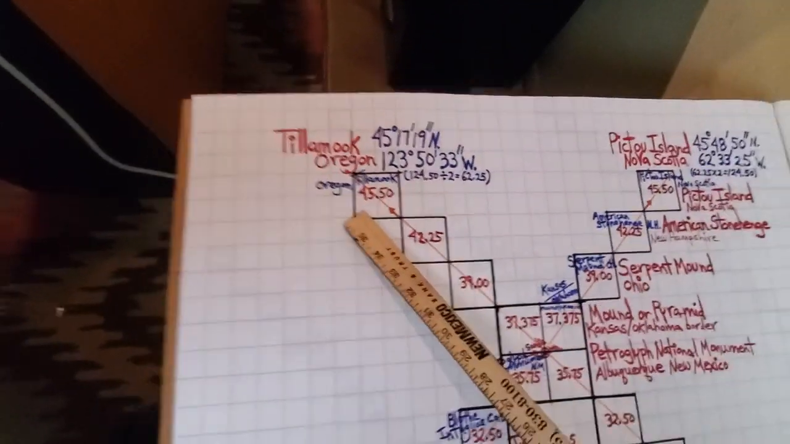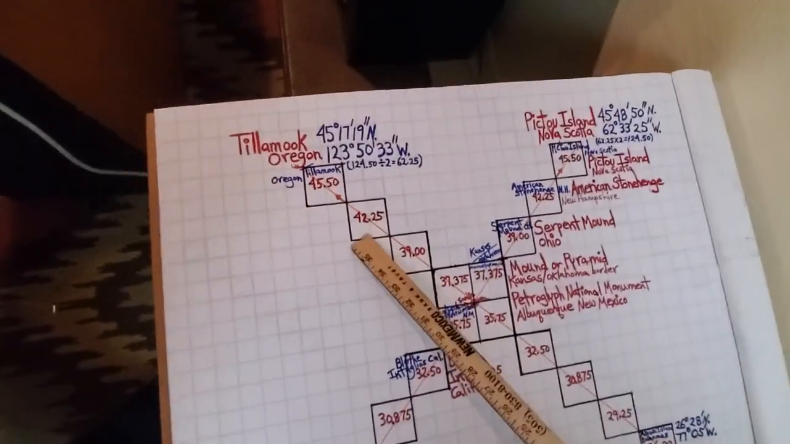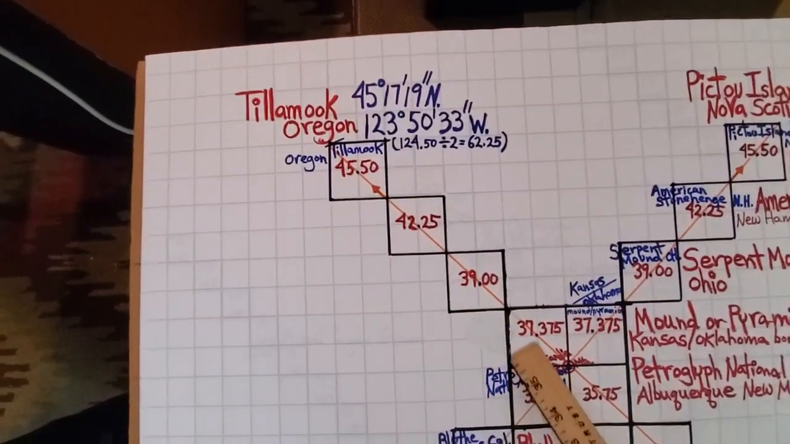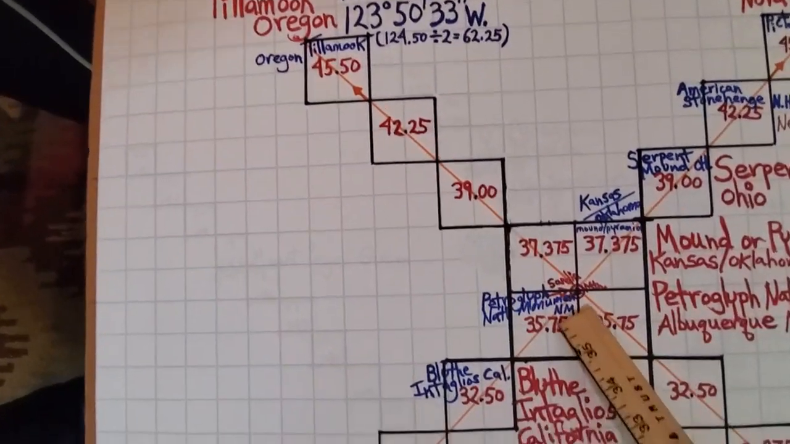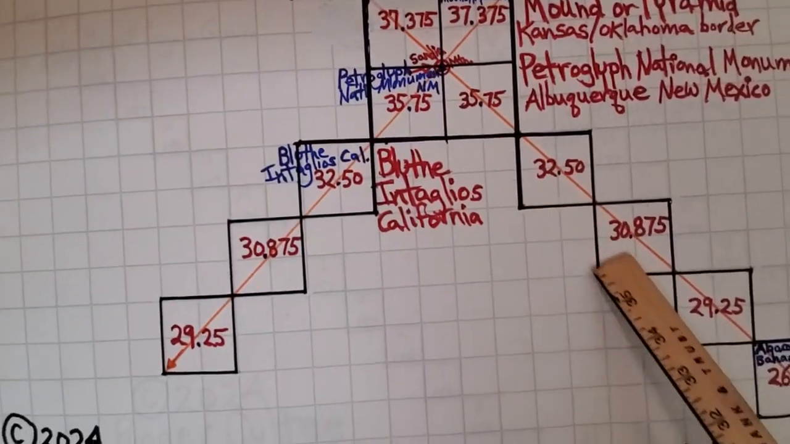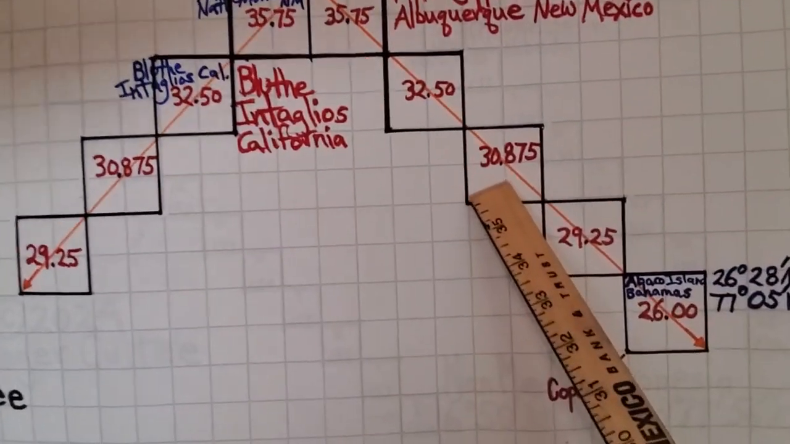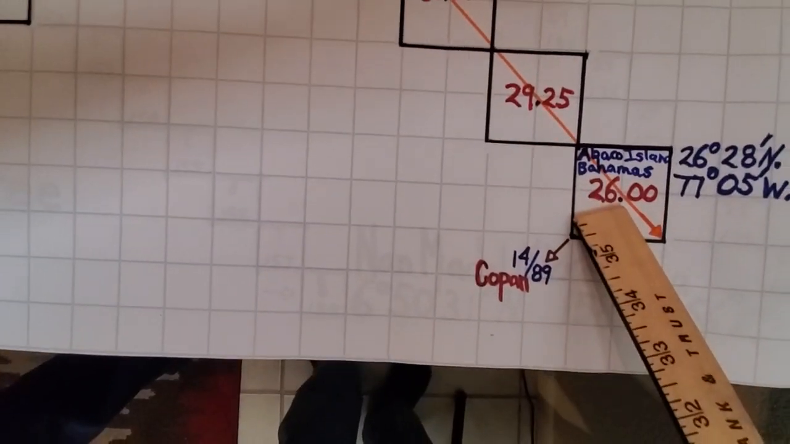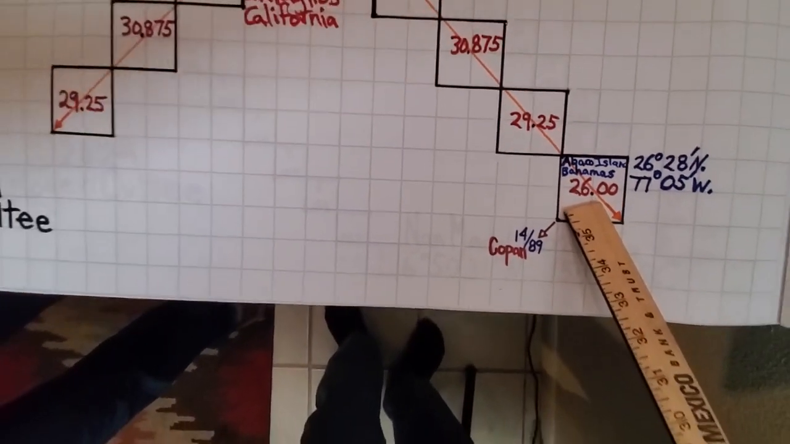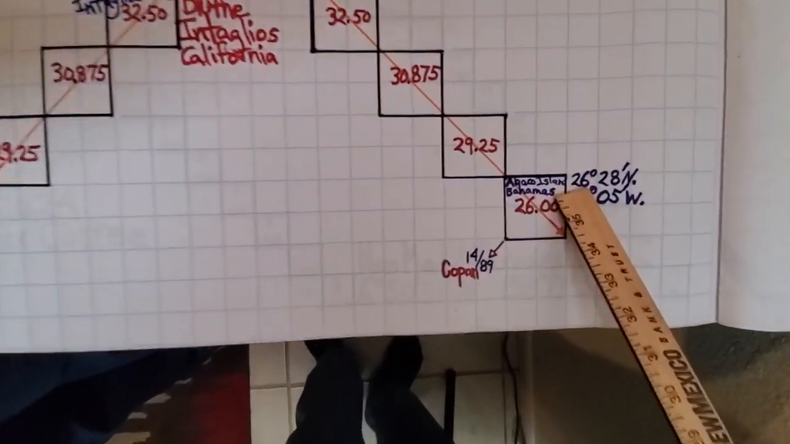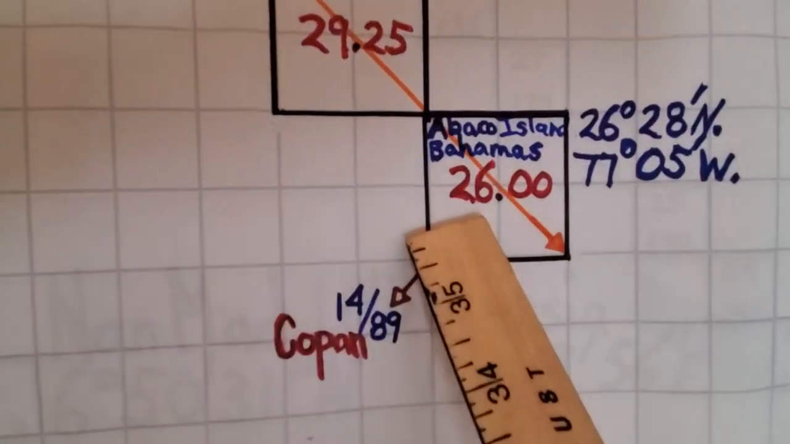Then you do that 3.25 where you minus it: 42.25 latitude, 39 degrees latitude, 37.37 latitude, 35.75 latitude, 32.50 latitude, 30 degrees, 0.875 latitude, 29.25 latitude, and down to 26.00 latitude. And what is that? Abaco Island in the Bahamas, 26 degrees.